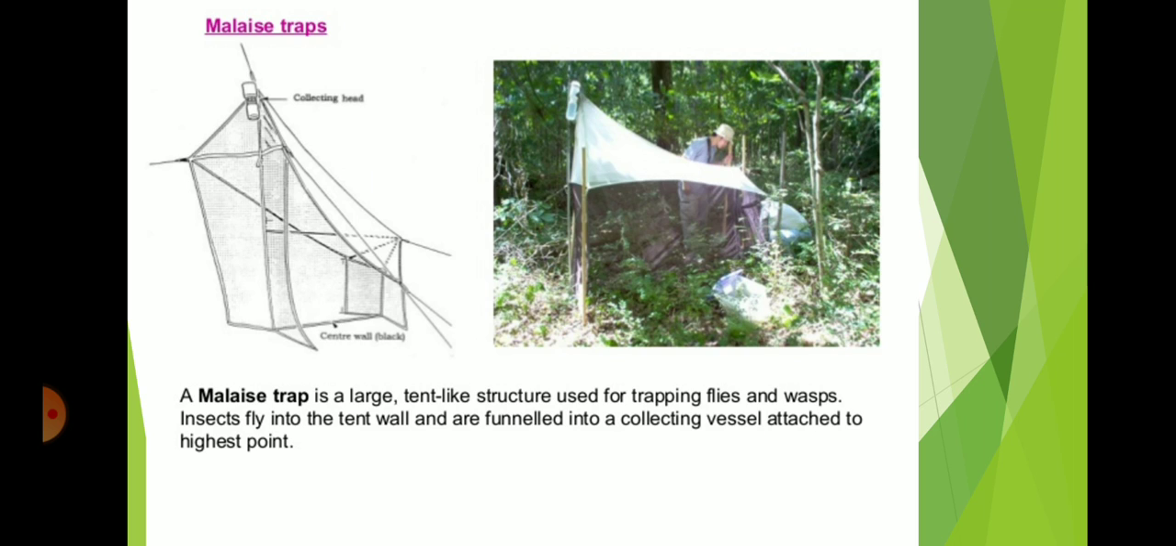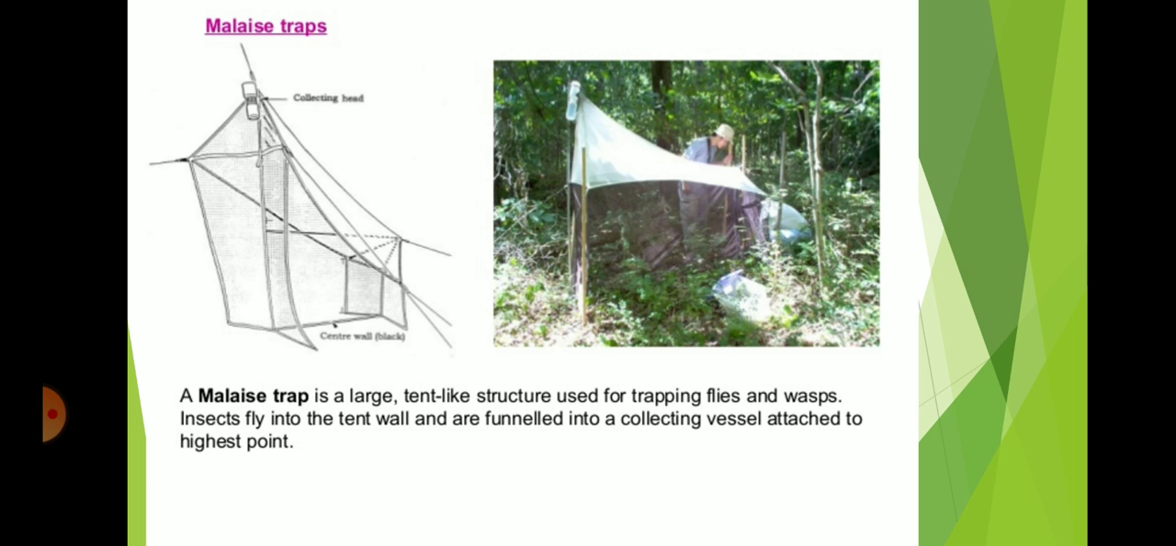Next part is Malaise traps. A Malaise trap is a large tent-like structure, and mostly this structure is used for trapping flies and wasps. So basically flies and wasps are insects which are collected in the Malaise traps because they are not attracted towards the UV light. For the collection of such flies and wasps, Malaise traps are usually used by taxonomists. So insects fly into the tent wall and funnel into the collecting vessel attached to the highest point.